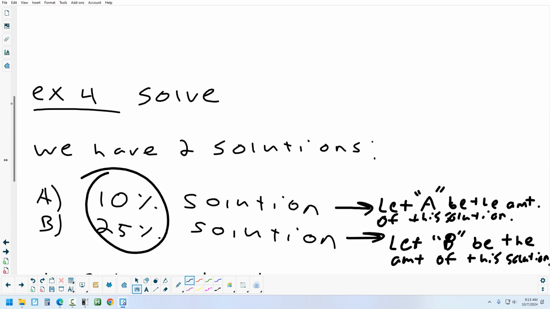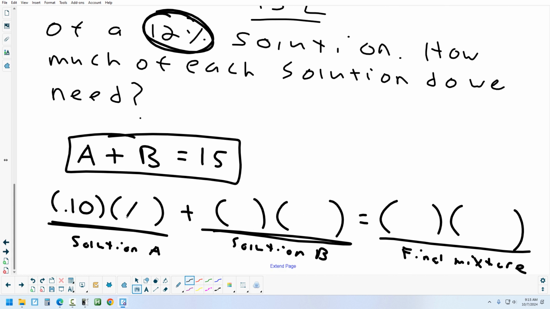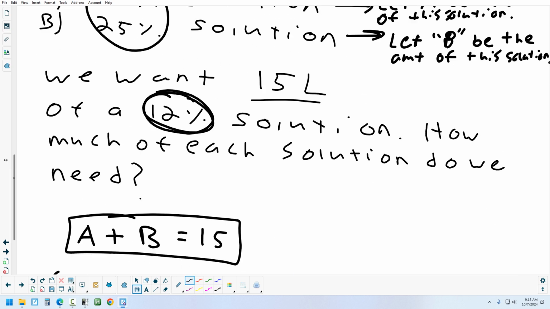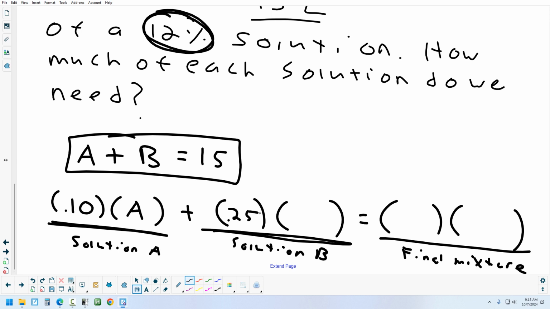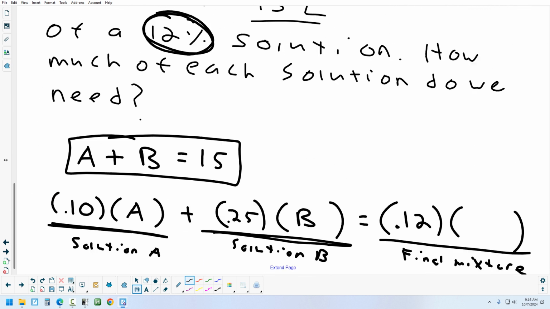Okay, so concentration times, now we have amount 1 again. We already know what letter we're using for that. What's our letter for amount 1? A. Okay, next solution. What's the concentration of solution B? 0.25. And how much of that solution are we using? B. Now the final mixture. What's the concentration they want us to end up with? 12%, which is 0.12. And then the total amount of liquid when we're done. How much do they want us to end up with? 15.